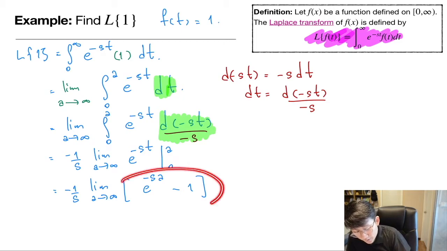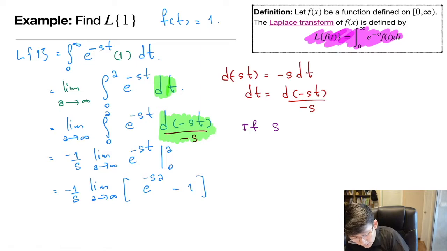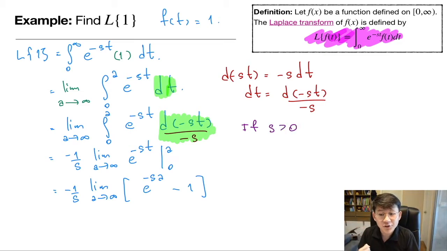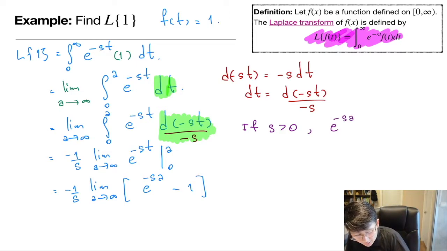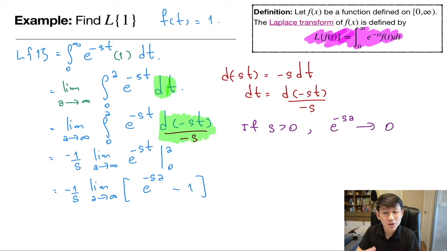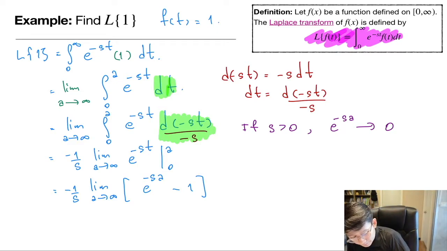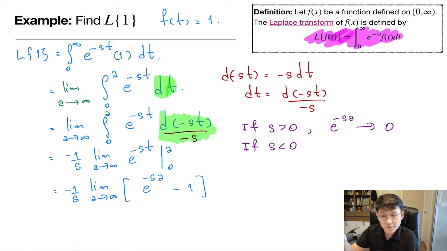Okay. So if you take a approaches infinity, this expression, let's look at the case when s is bigger than 0. If s is bigger than 0, when a approaches infinity, e to the minus sa approaches 0. Make sense? Because if s is positive, e to the minus infinity is 1 over e to the infinity, which is 1 divided by infinity, which is 0. But if s is less than or equal to 0, we will have something different.